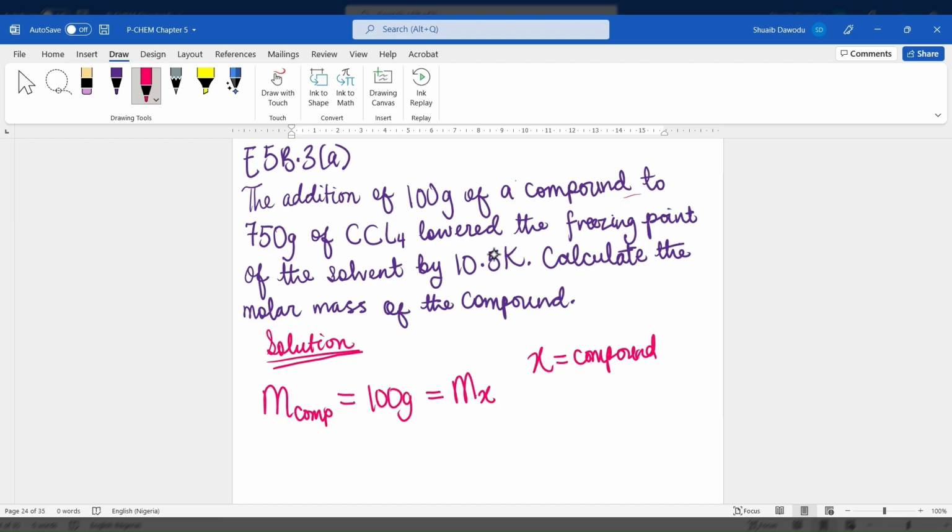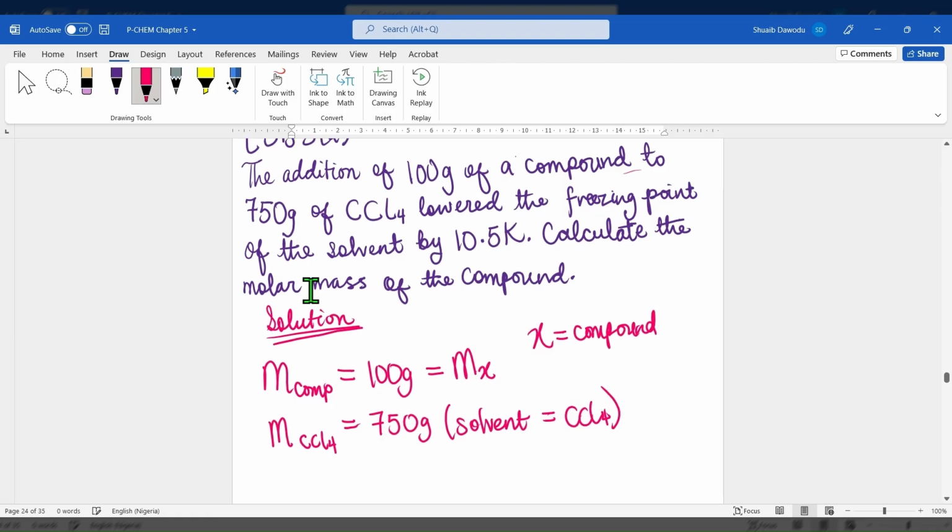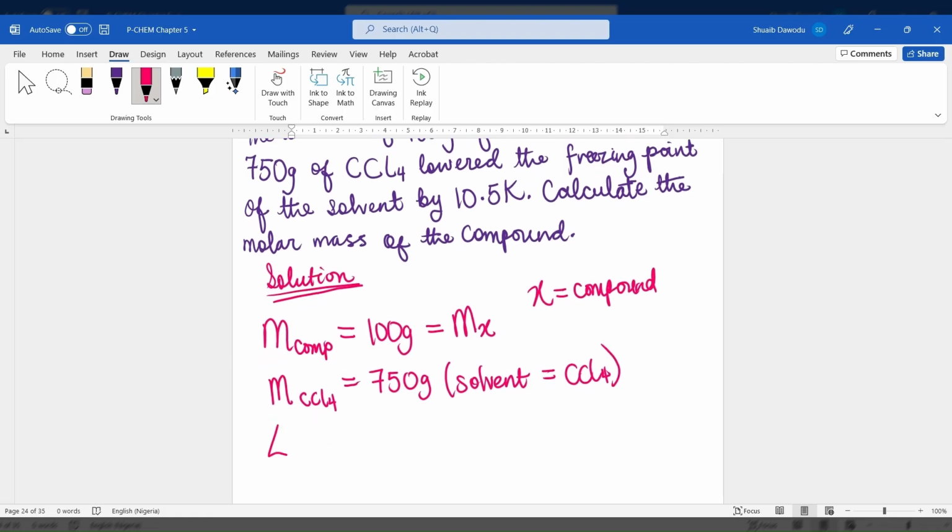This was added to 750 grams of CCl4, lowering the freezing point of the solvent by 10.5 Kelvin. Now, the mass of the solvent, CCl4, is simply 750 grams. And CCl4 is the solvent because the solvent is usually greater in quantity than the solute. We're told that the freezing point lowered by 10.5, so ΔT sub F is simply 10.5 Kelvin. Now, from this question, you already know that what you're dealing with is the freezing point depression equation.